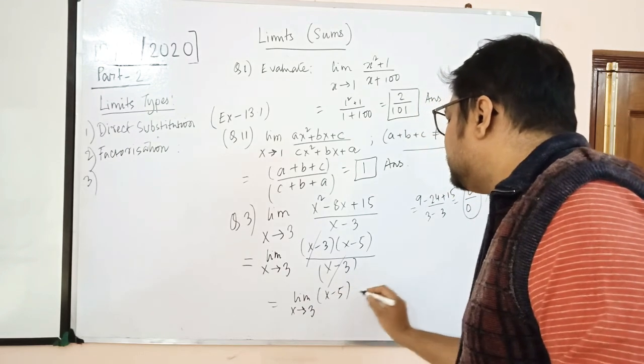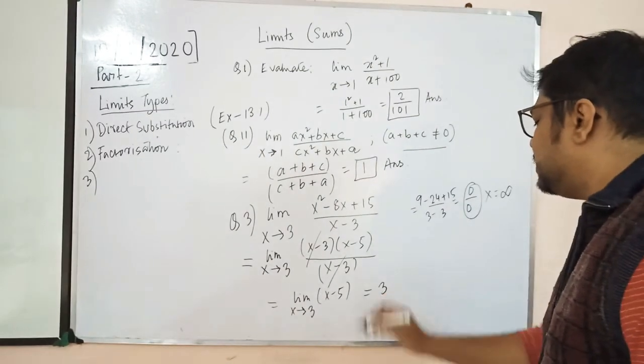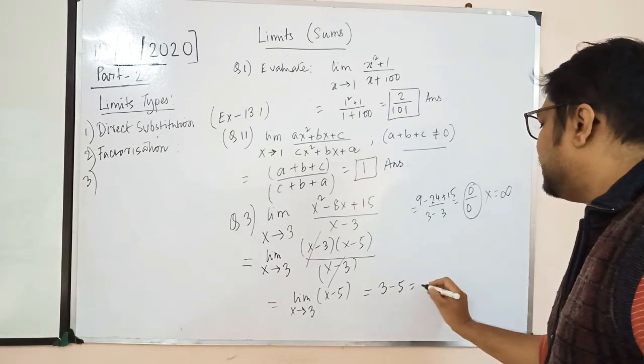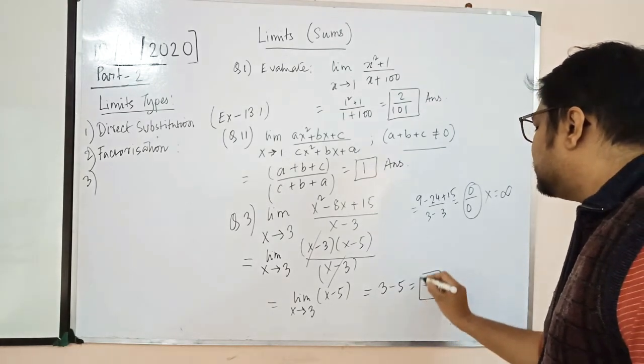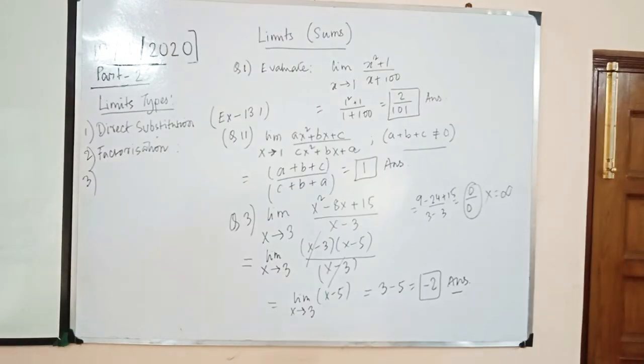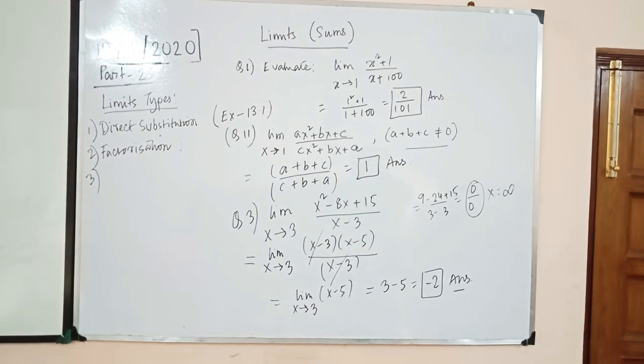And now we can just put easily the value of x over here, 3 minus 5, and we get minus 2 as the answer. Okay, so this will be a factorization type. I'll write another factorization sum for you.